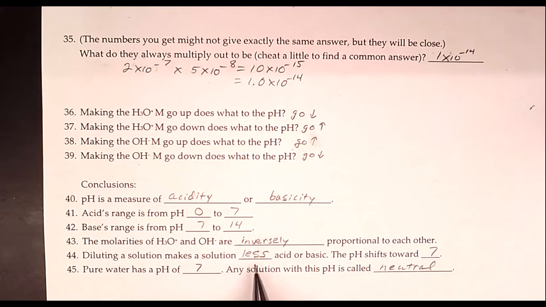Diluting a solution makes a solution less acidic or basic, and it shifts towards 7. Remember when we added in the water? It always shifted back toward a pH of 7. Pure water has a pH of 7, and any solution with this pH is called neutral.